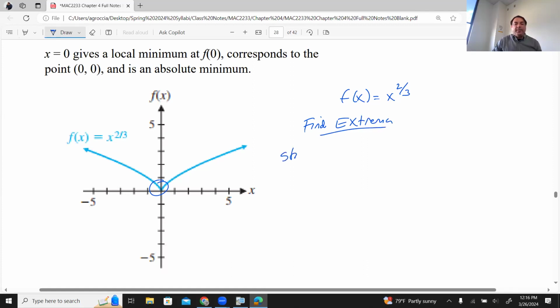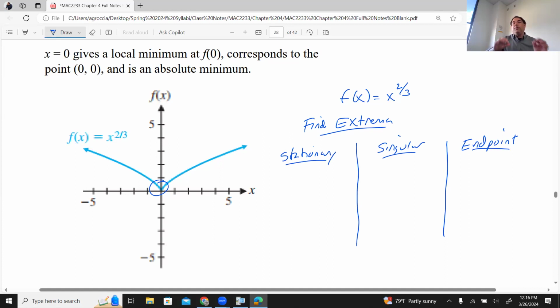That's all we're doing: extrema, stationary, singular, endpoints. And again, you already know the answer. There is an extrema at 0, 0. But again, don't let the derivative or the algebra throw you off.